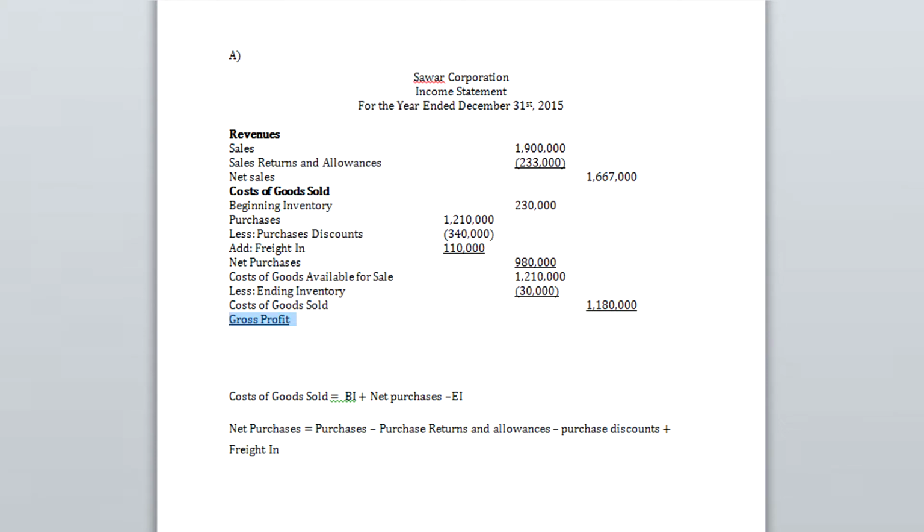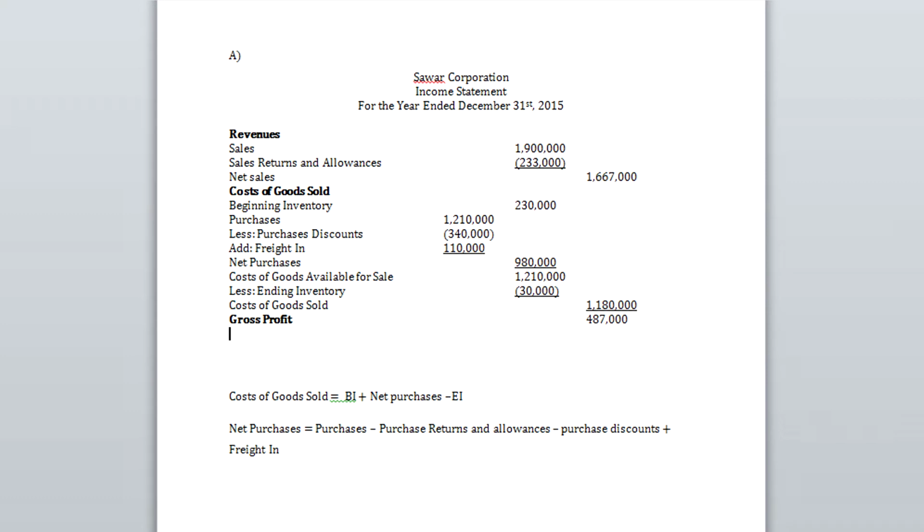Get rid of that underline so no one's confused. I will bold it for you. Gross profit equals our revenues subtracted by our cost of goods sold. So we have a gross profit here of $487,000. Oh, now that's bold too. That's lovely. Okay, so there we go. That's how you do gross profit.